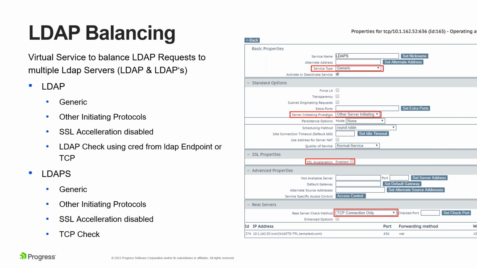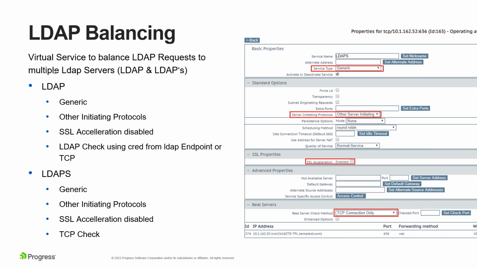You have server initiating protocols, other server initiating. SSL can be turned off, but technically you can also turn it on and even re-encrypt or offload if you want. So I have built a VIP where I come in with 636, but I continue with 389. So you can even offload from LDAPS to LDAP if you want to. And for LDAPS, you need to use TCP connection only as a health check. For the normal unencrypted LDAP protocols, you can do the LDAP endpoint to do a check with a bind request.